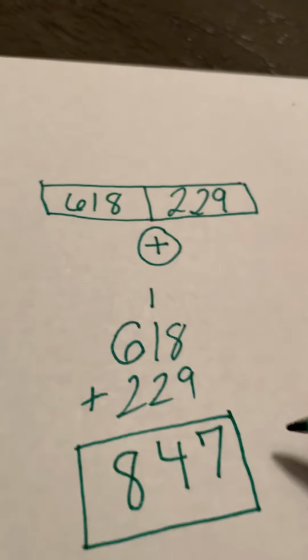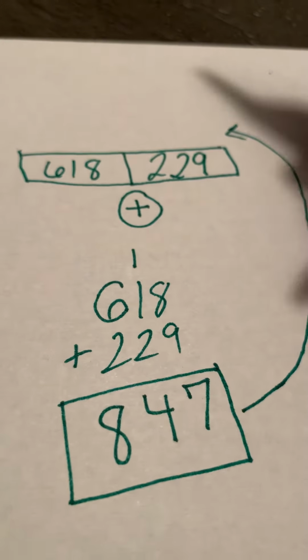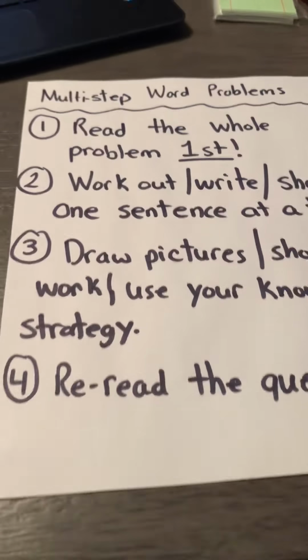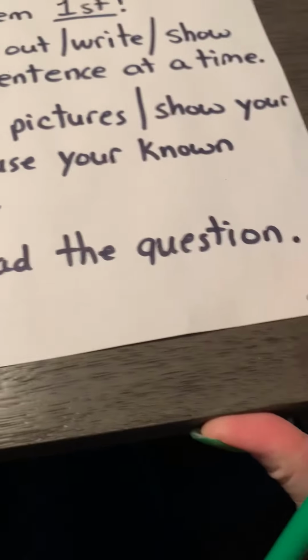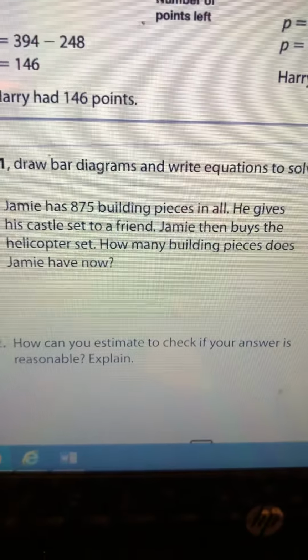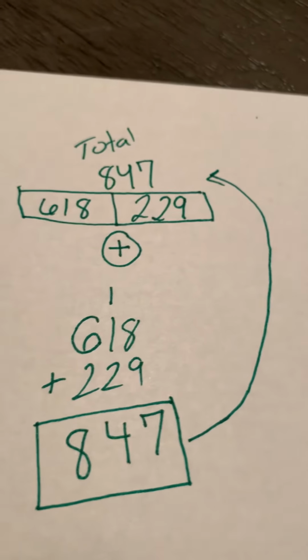So where does that 847 pieces go? It goes in the top with the total amount. Okay, so now he ends up with 847 pieces. Well, if you look at the multi-step word problems directions, on the last one it says reread the question. So let's go back and reread the question. It says, how many building pieces does Jamie have now? Well, after everything we did, Jamie now has 847 total pieces.